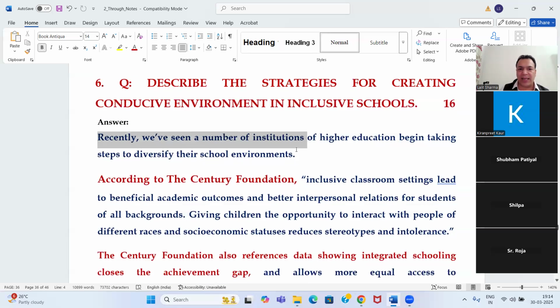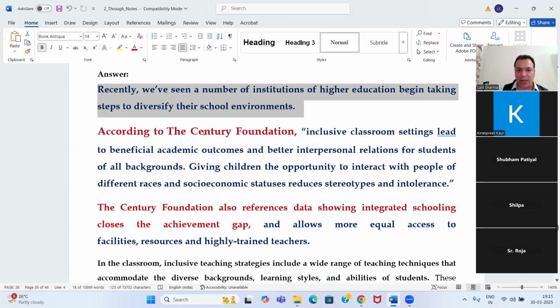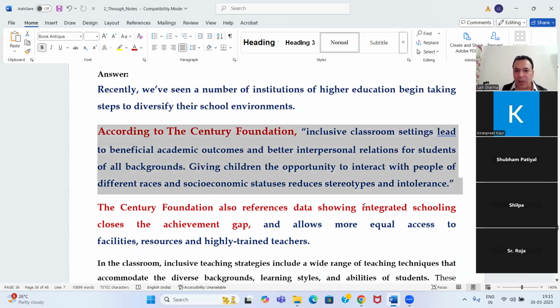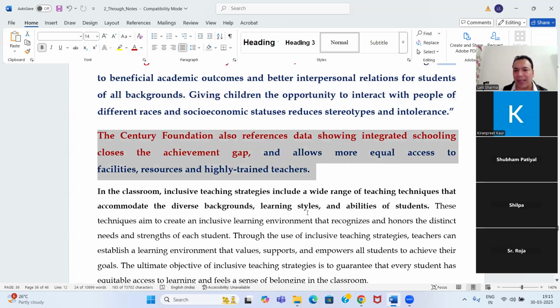Recently we have seen a number of institutions of higher education begin taking steps to diversify their school environment. According to the Century Foundation, inclusive classroom settings lead to beneficial academic outcomes and better interpersonal relations for students of all backgrounds. Giving children the opportunity to interact with people of different races and socio-economic status reduces stereotypes and intolerance. The Century Foundation also references data showing integrated schooling closes the achievement gap and allows more equal access to facilities, resources and highly trained teachers.